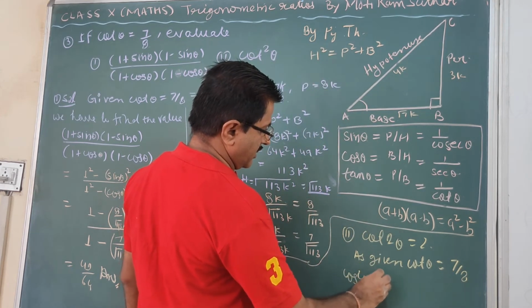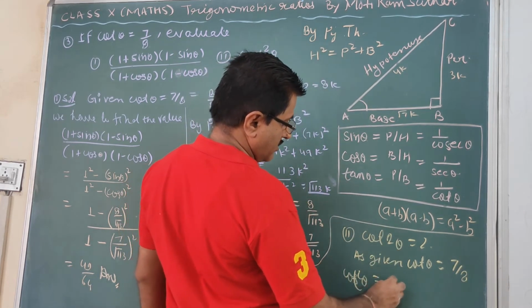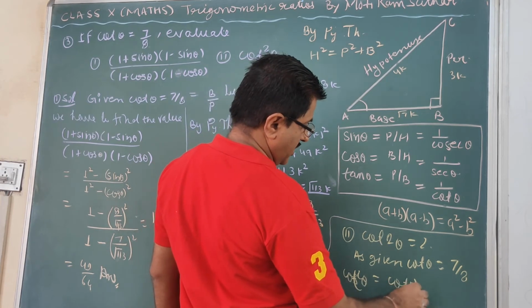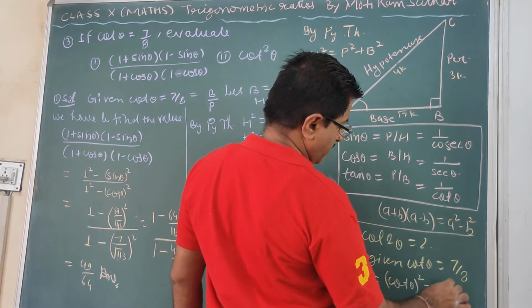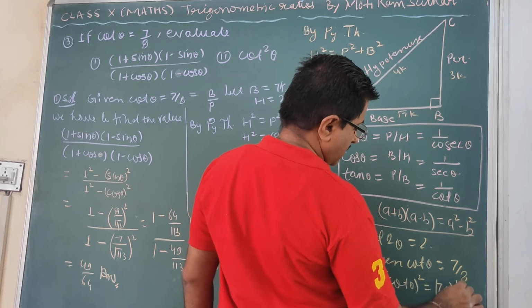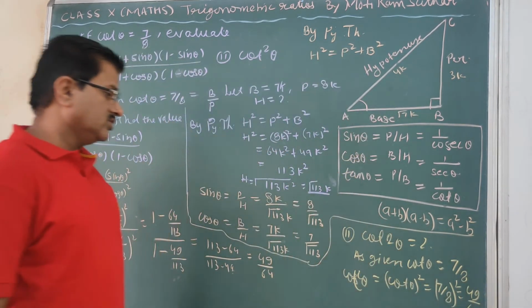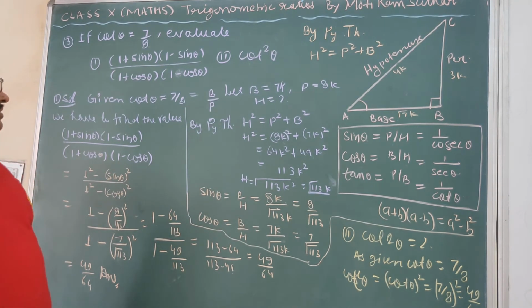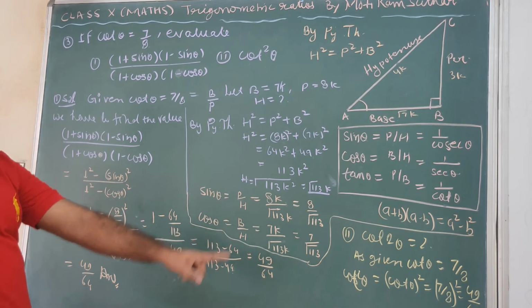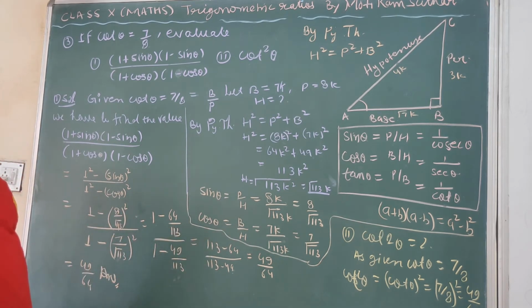Cot square theta can be written as cot theta whole square. So 7 by 8 whole square, that is 49 upon 64. So this is also 49 upon 64. Correct? The answer of both is the same, that is 49 upon 64. Clear?